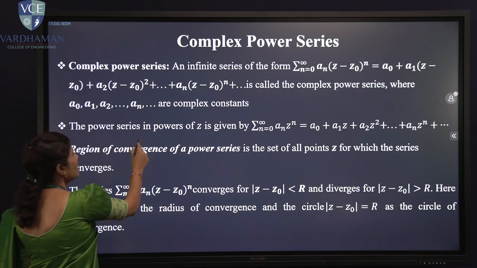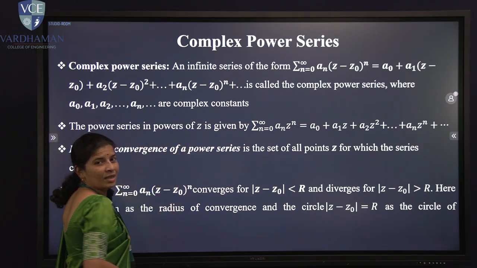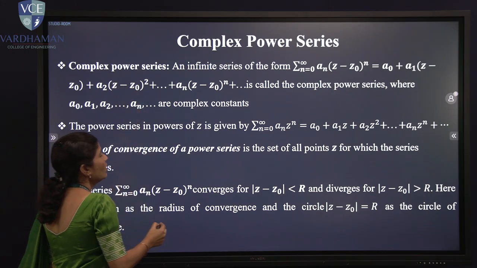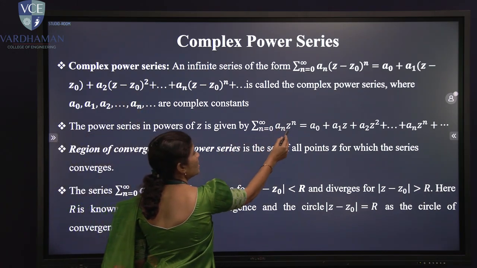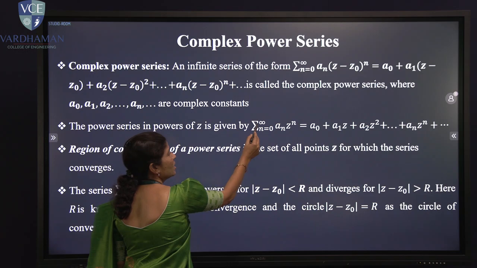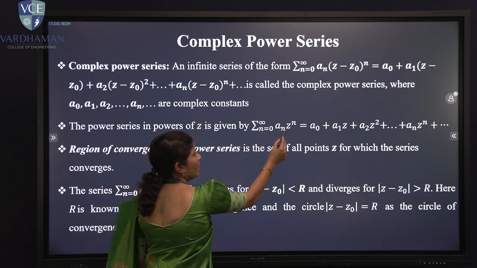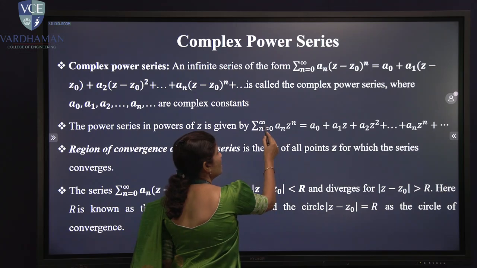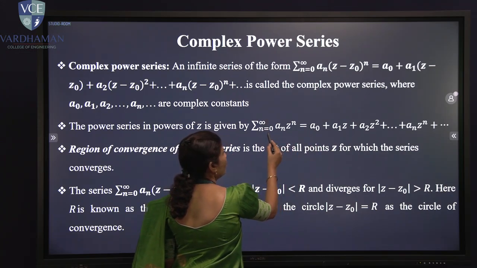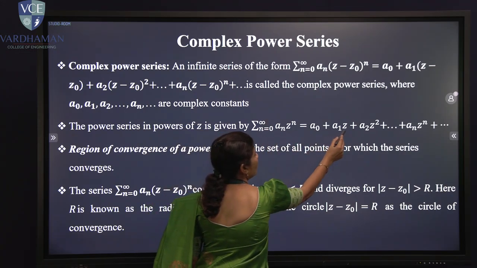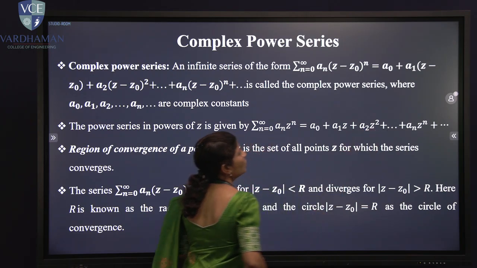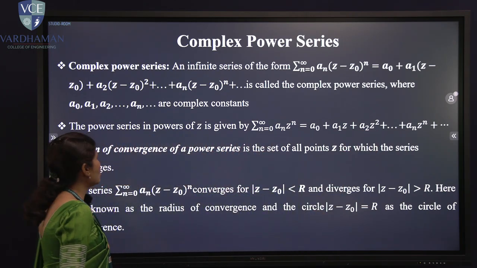Now, this is a power series in powers of (z minus z naught), and here is the complex power series in powers of z. That is, summation n equals 0 to infinity a_n z raised to n. If we replace n equals 0, we get a naught. If we replace n equals 1, a1 into z, plus a2 into z power of 2, plus a_n into z power of n, plus so on.